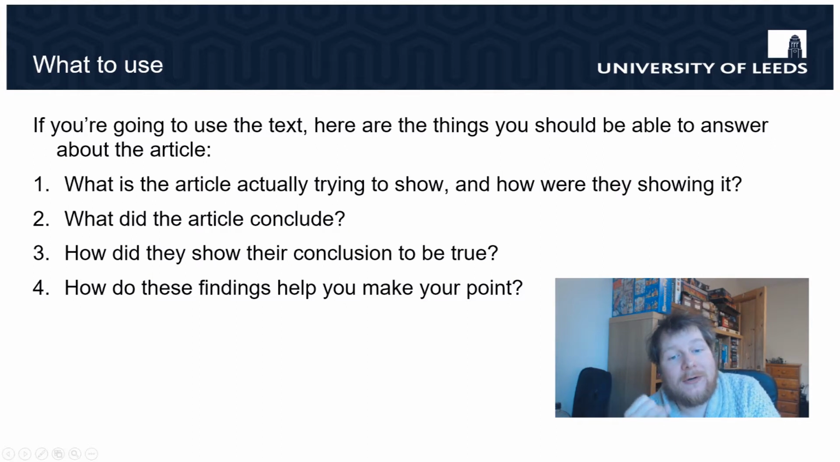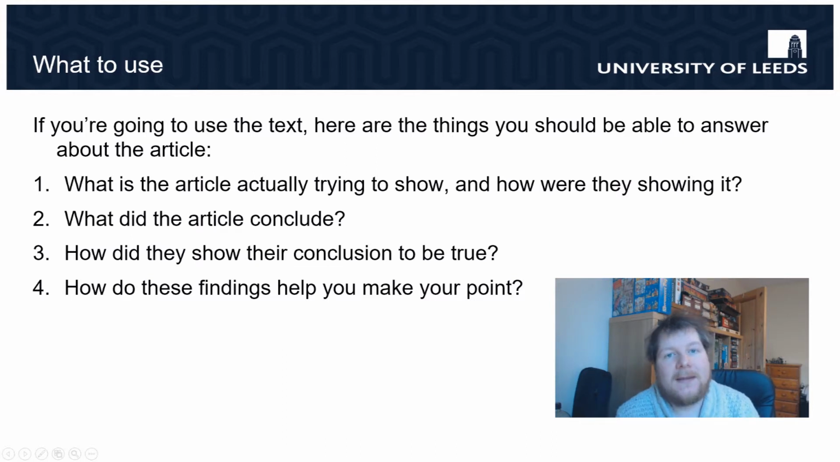What is the article trying to show, and how are they showing it? This should most likely be in the abstract, at the very least the introduction, if not. What did the article find? This will be within the abstract. If it's not, it's a rubbish abstract and probably not a great paper. How did they show that their conclusion was true? So what was their methodology in getting to that point? How did they show that this is correct? Is it just entirely unfounded? And finally, the bit that's relevant for you is how can you use those 3 points to help you make your point?